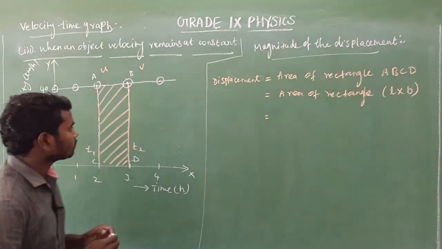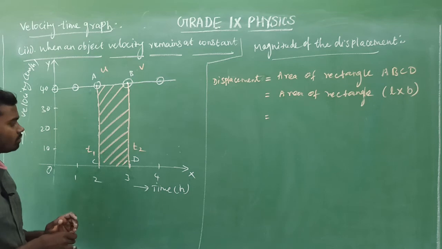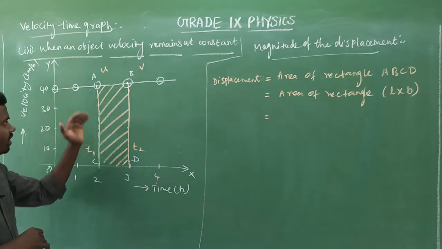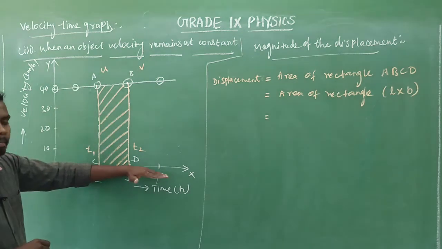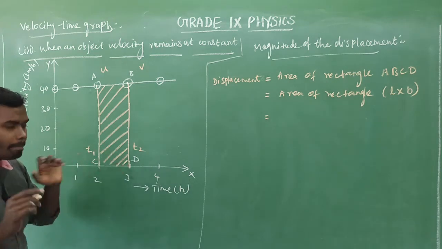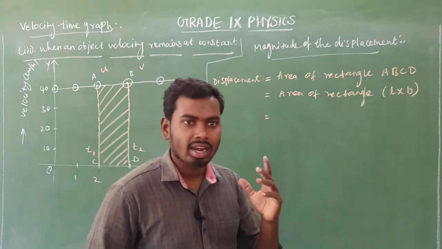So, in this rectangle, which is length and which is breadth? You tell me. Yes, this is length and this is breadth. Am I right? So, AC is a length, CD is a breadth. That's all. See, simple multiplication and addition, that's all.